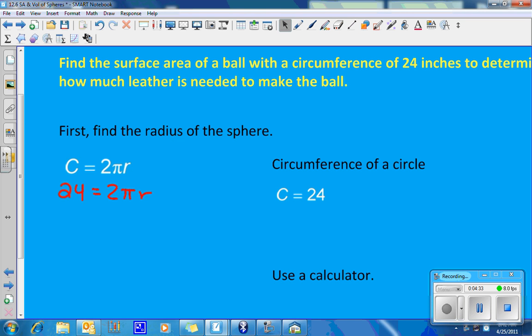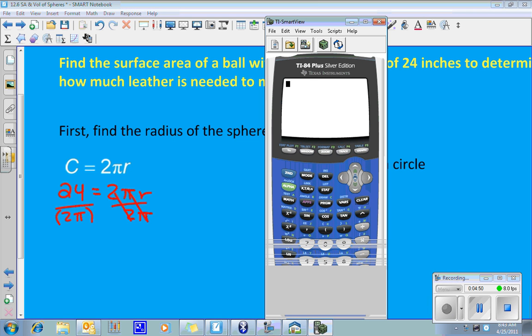So we just divide both sides by 2 pi. If you divide by 2 pi here, they cancel out. If you divide by 2 pi here, you get a number. Make sure that it's in parentheses when you divide by it in your calculator. I'm going to show you how to use this with your graphing calculator. You've got 24 divided by parentheses 2, and I'm going to use the pi button, so second caret, close my parentheses, and then I'm going to hit enter.